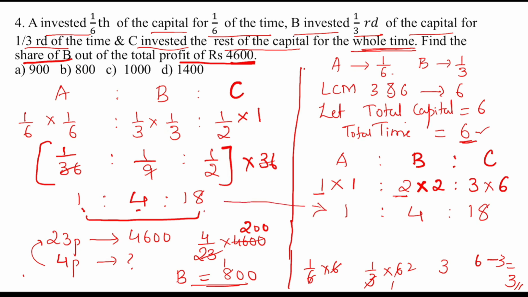Same ratio we got, isn't it? So simply, instead of taking LCM and multiplying the fractions and all, with a simple technique we got the same ratio. And when we got the same ratio, then the same amount only we will get further also. That is, B's share will be 800. Next problem.